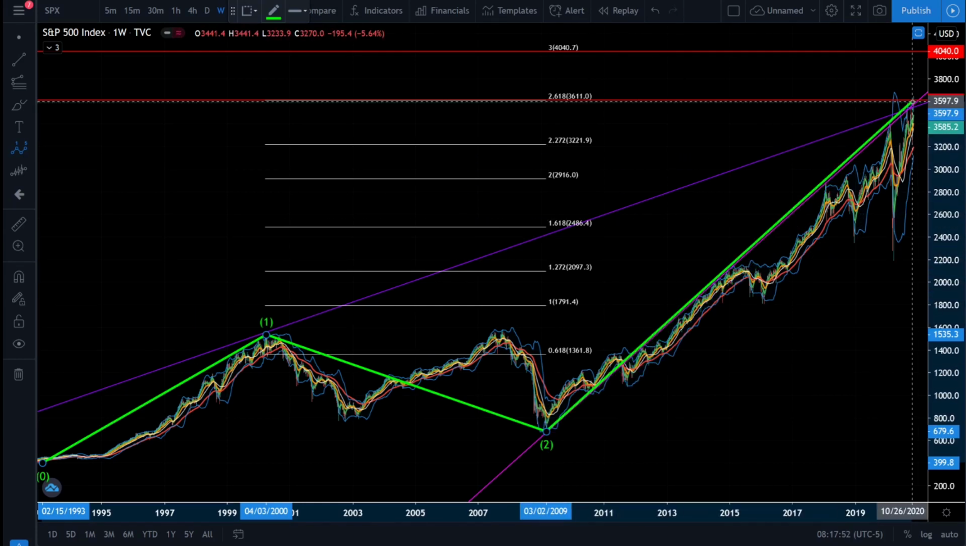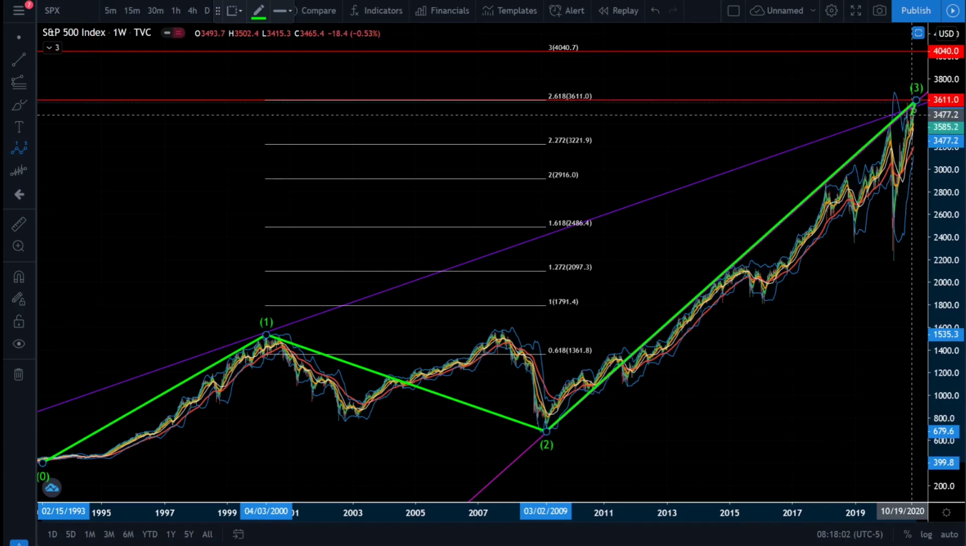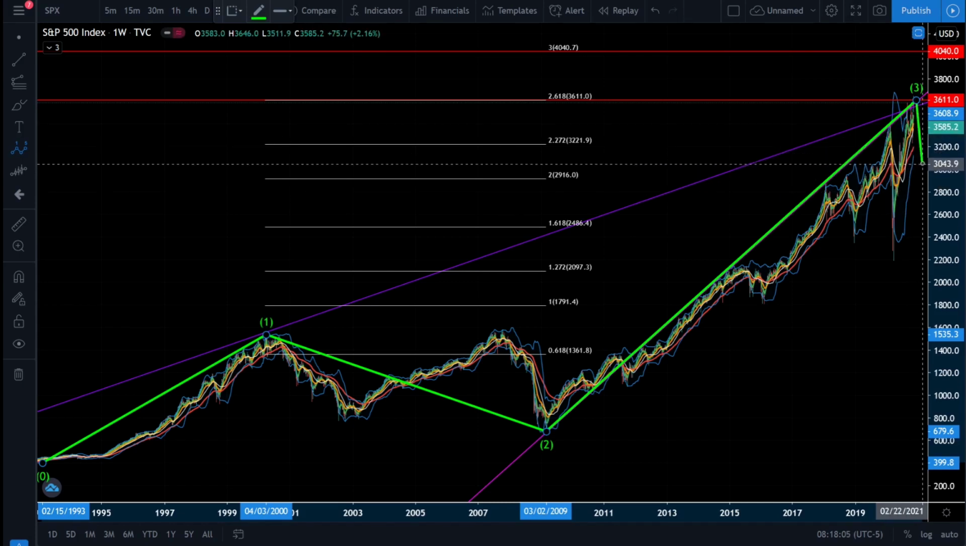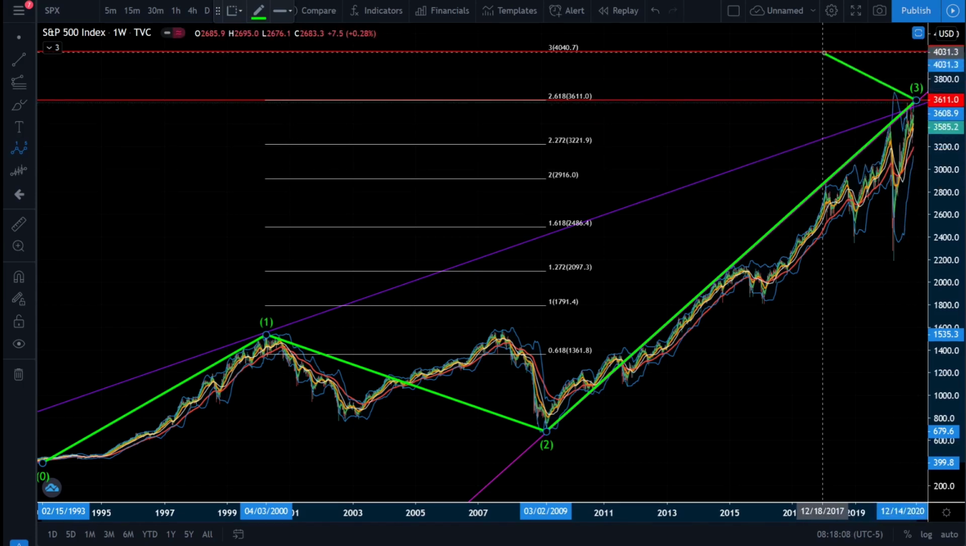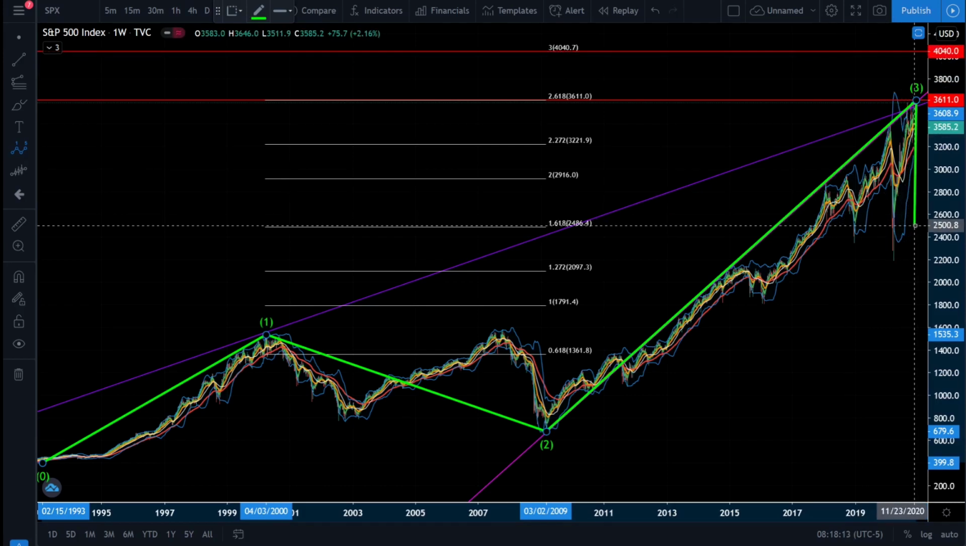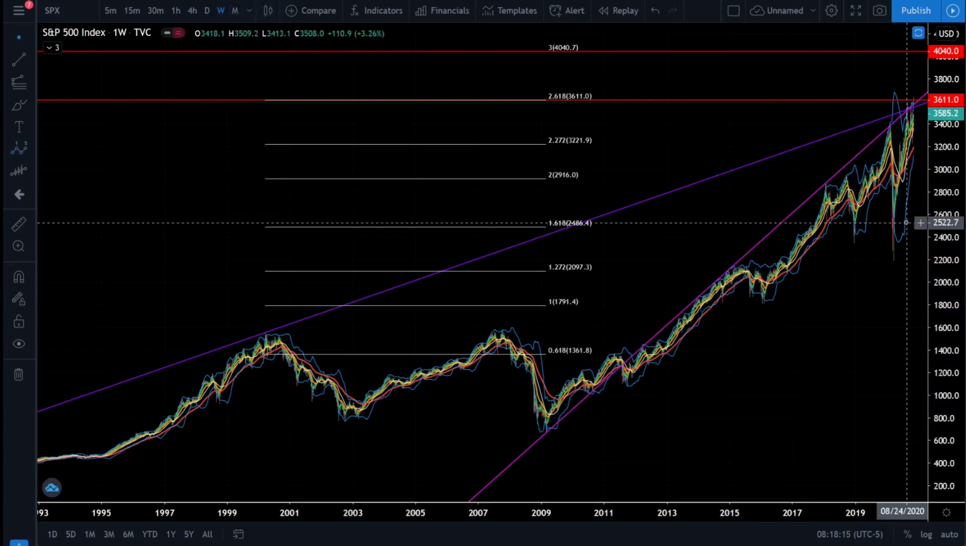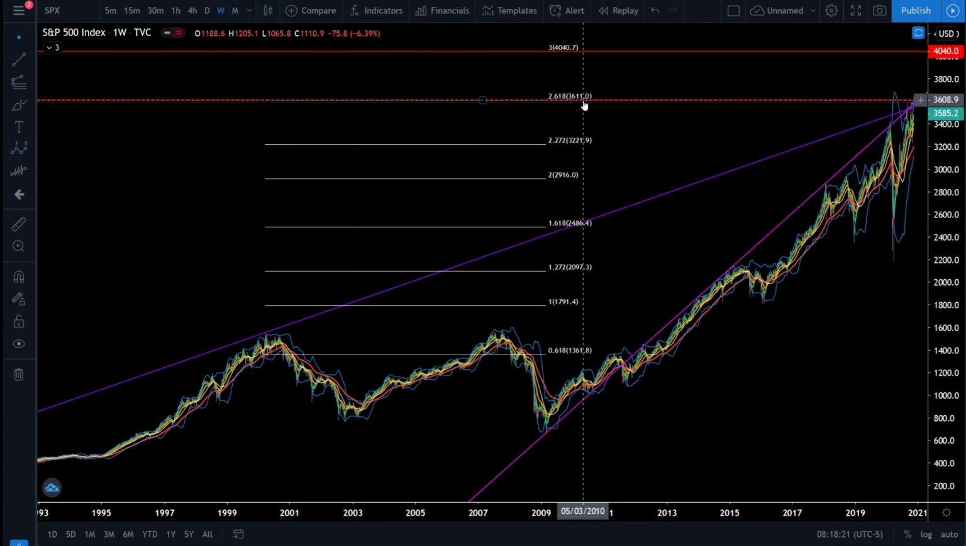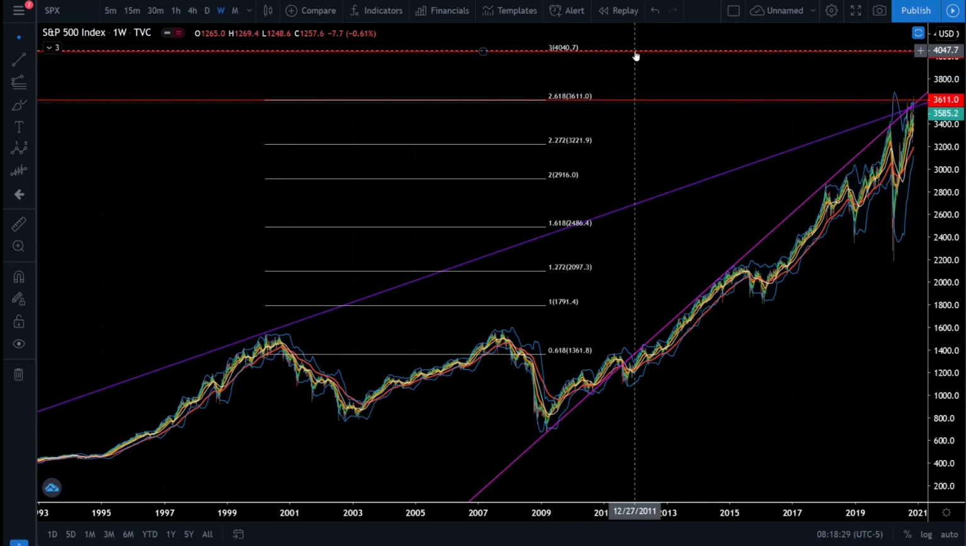Typically wave 3 would end at the 2.618 Fibonacci extension level, which on the SPX is a level of 3611. That would be our price target for this wave 3. However, we could see a melt up scenario where we go all the way up to this 4040 level. We're not going to talk about wave 4 and wave 5 today, so I'm just going to focus on wave 3. So our price target on the S&P 500 is this 3611 level. However, there is the possibility that we melt up past this level and extend into a 3x Fibonacci extension, which would bring us to the 4000s.